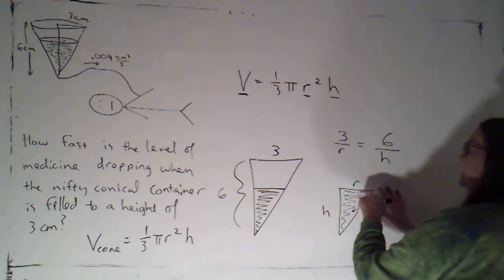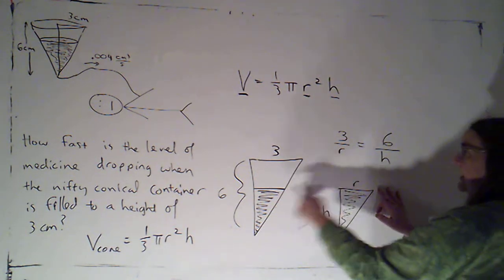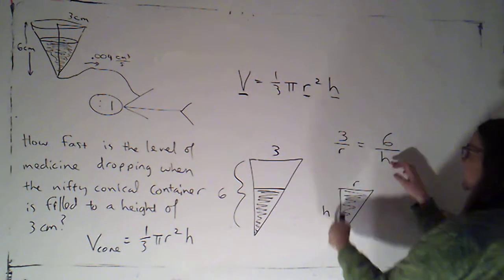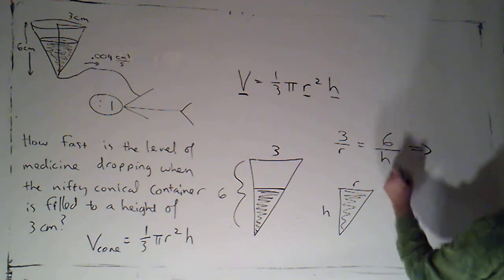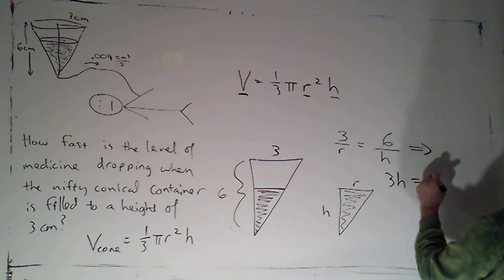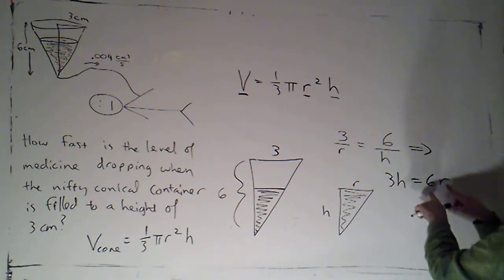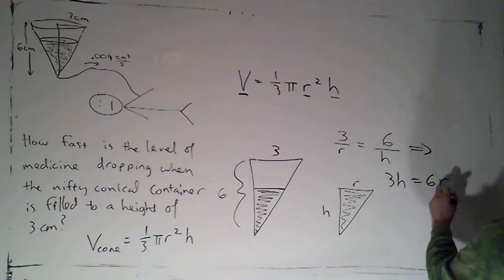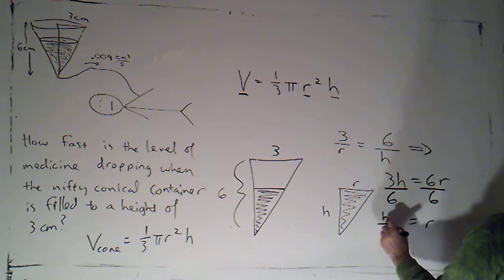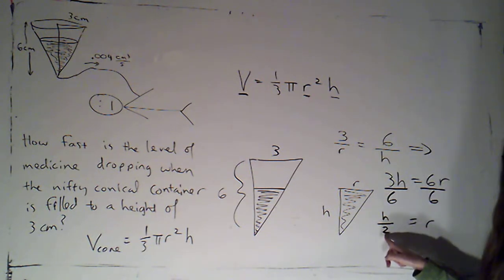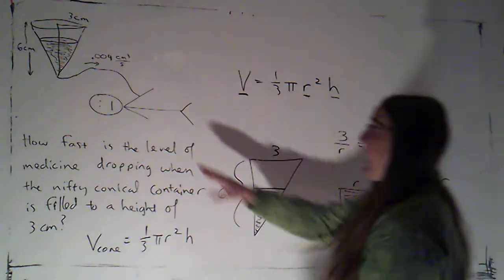The radius here corresponds to the radius here, the same way the height here corresponds to the height here. And if I cross multiply, that's going to give me 3H equals 6R. Now what I'm going to do is solve for R, and that reduces, R is just half of H. I can see, I have that relationship here.